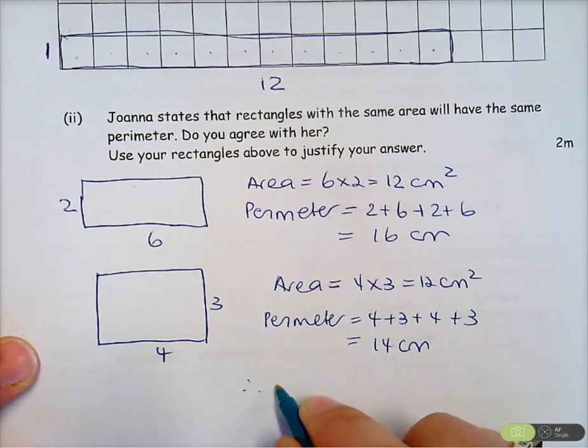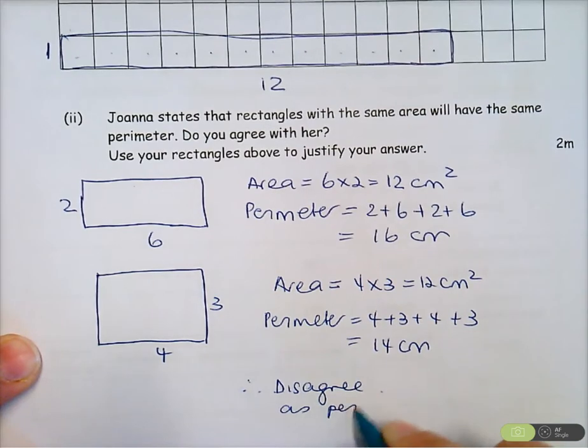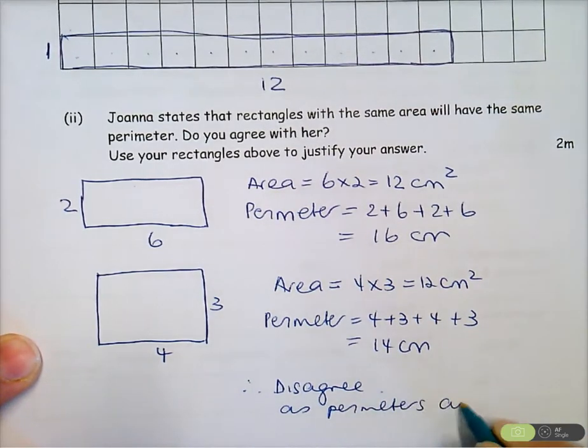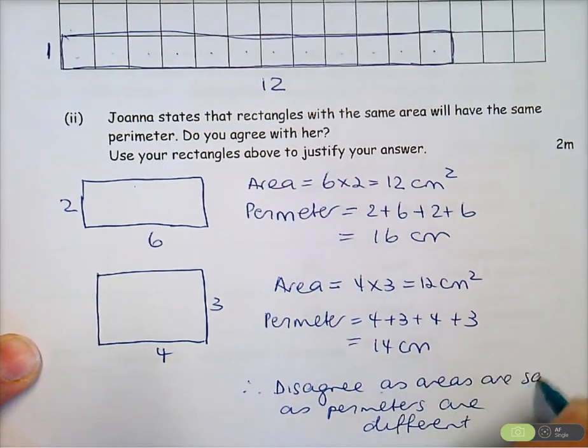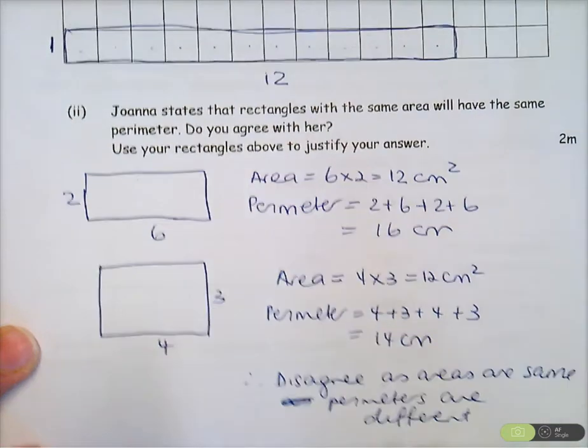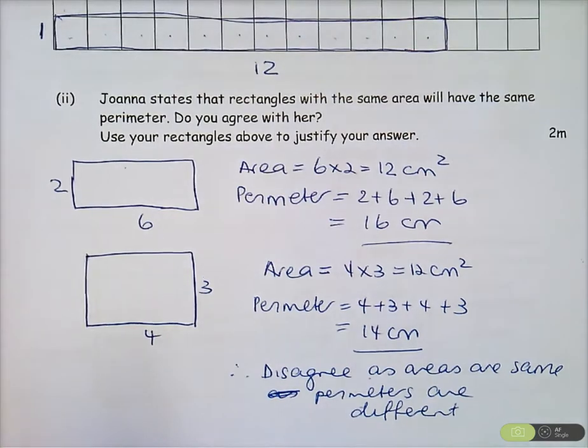So therefore, I disagree as the perimeters are different. The areas are the same, but the perimeters are different. Can you see that? That's how you would justify that.